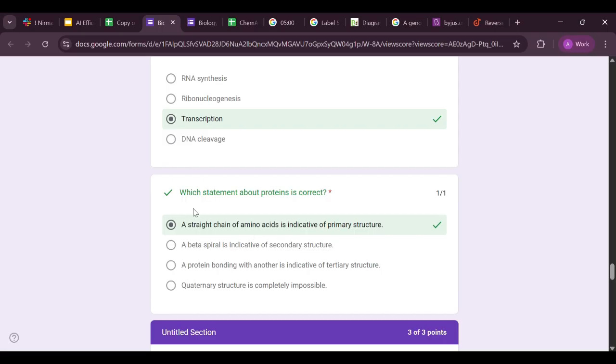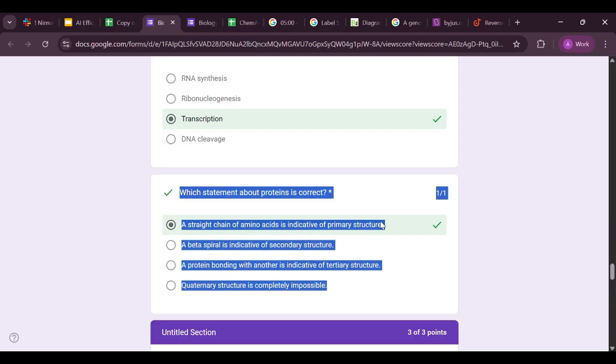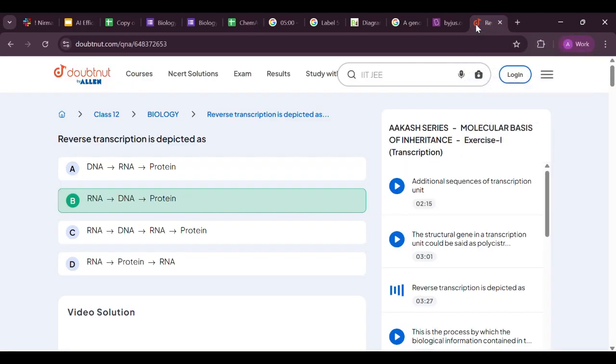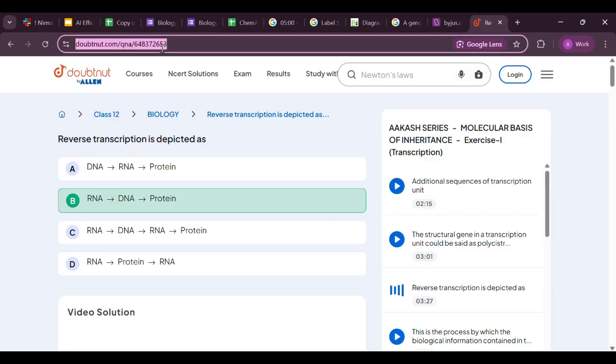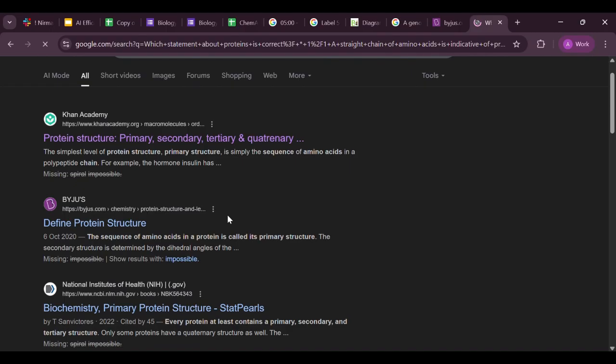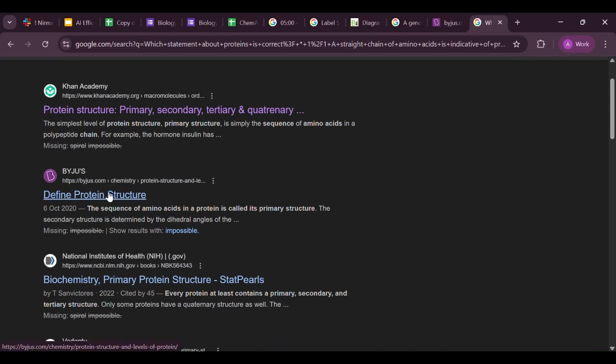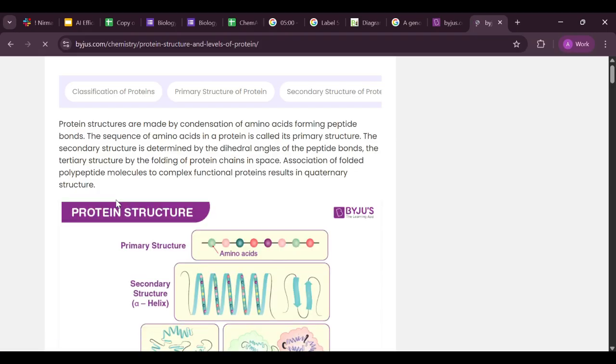Which statement about protein is correct? Let's check it with Google. Okay, let's see with Baidu. Here we can see that protein structures are made by condensation of amino acids forming peptide bonds. The sequence of amino acids in a protein is called the primary structure. The secondary structure is determined by dihedral angles of the peptide bonds.